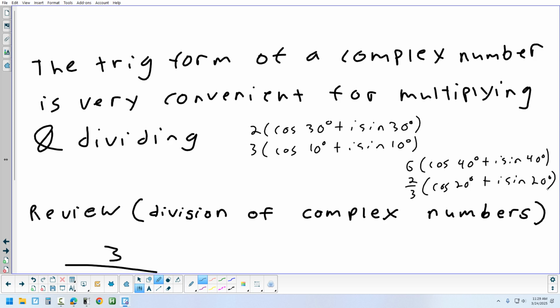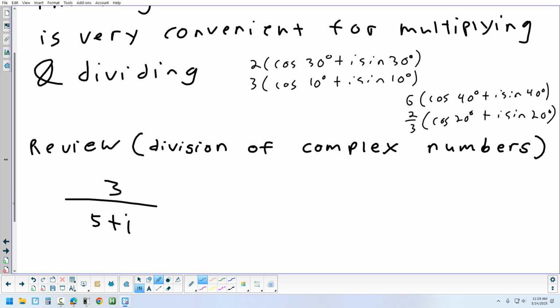Now watch how long this is going to take to do in standard form. Okay, we're going to review how to do this in standard form, not trig form. So this is what's coming in a minute. To do this in standard form, we're going to do division. We have to multiply the top and the bottom by something. So that's the first thing you have to remember. When you do division with complex numbers, you don't really do division. You do multiplication. And does anyone remember what you multiply the top and the bottom by?